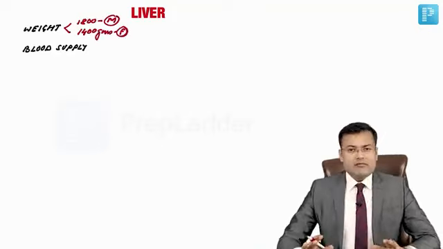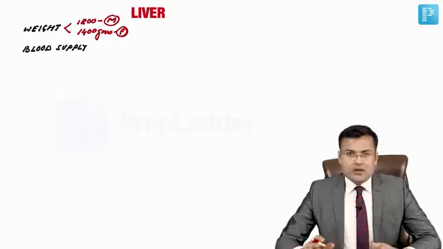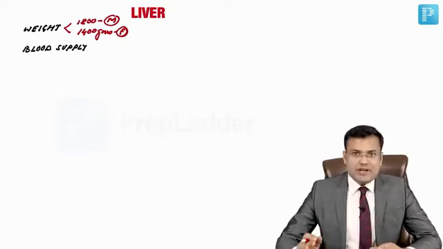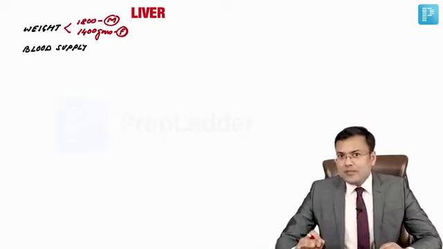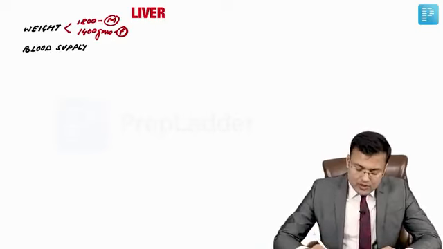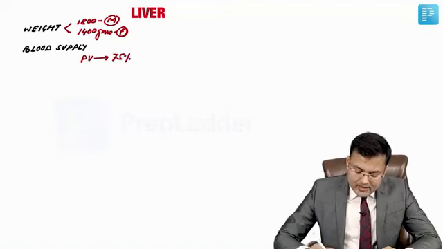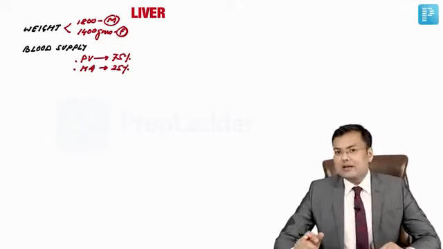You know that liver has a dual blood supply. So it is supplied by both portal vein and hepatic artery. How much blood supply is going from portal vein? Portal vein gives 75% of blood supply and hepatic artery gives 25%.